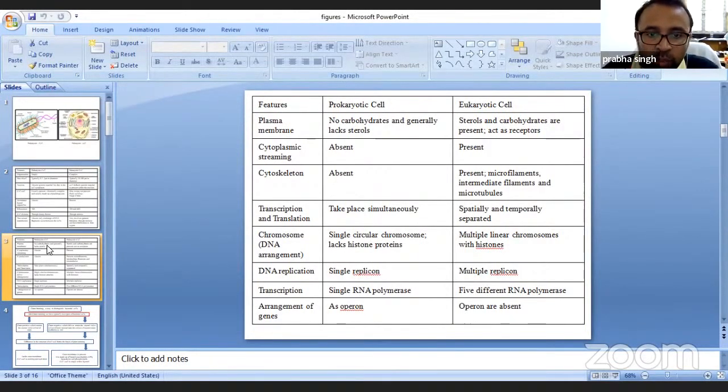Then if you see the process of transcription and translation, in the case of prokaryotic cells, both processes take place simultaneously. That means transcription and translation are not separated either in space or in time. Well, in the case of eukaryotic cells, we have spatial and temporal separation between transcription and translation.